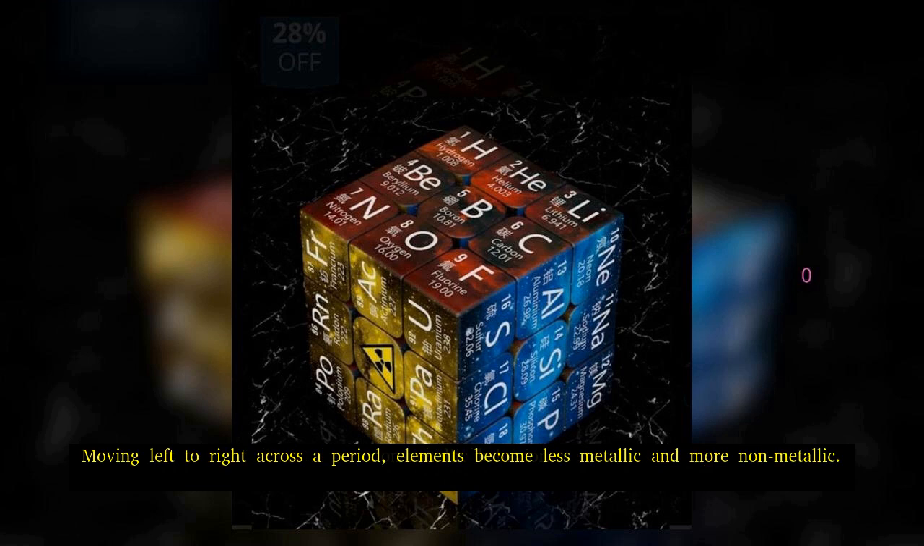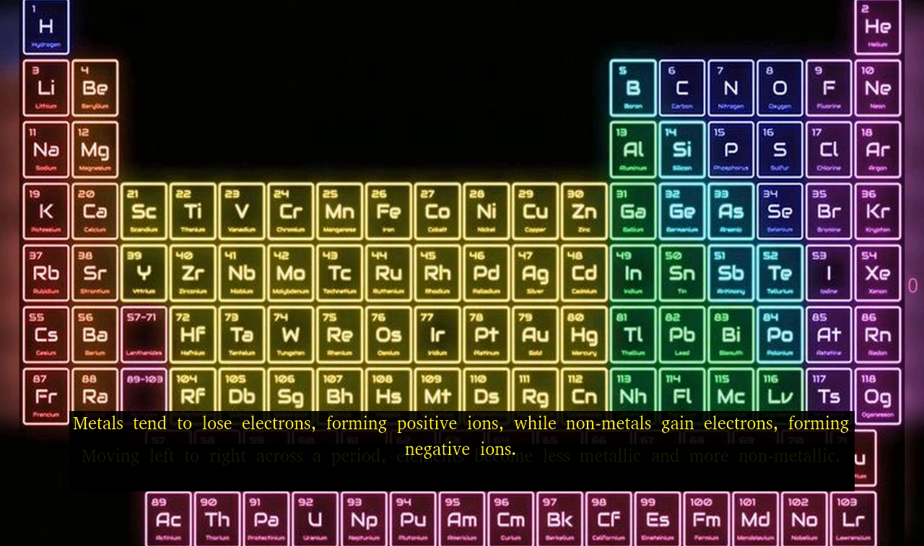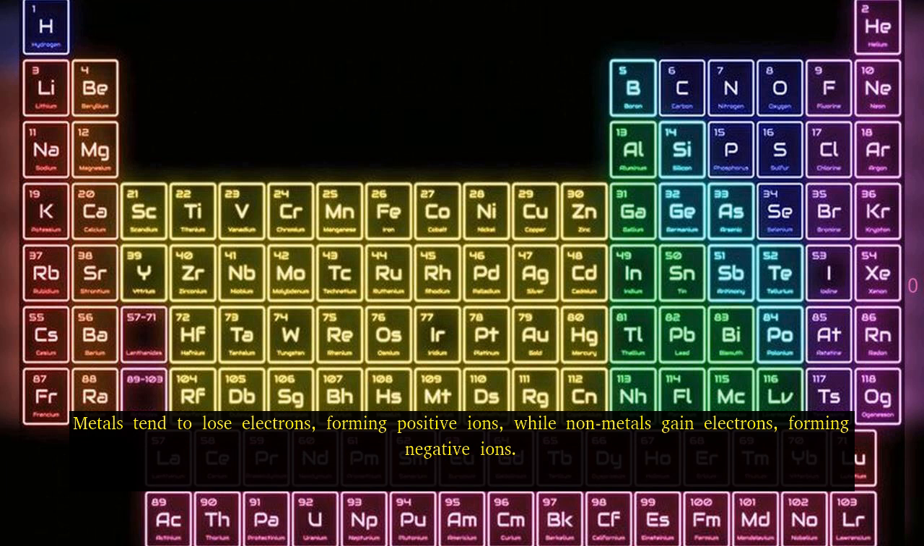Metallic versus non-metallic behavior: moving left to right across a period, elements become less metallic and more non-metallic. Metals tend to lose electrons, forming positive ions, while non-metals gain electrons, forming negative ions.